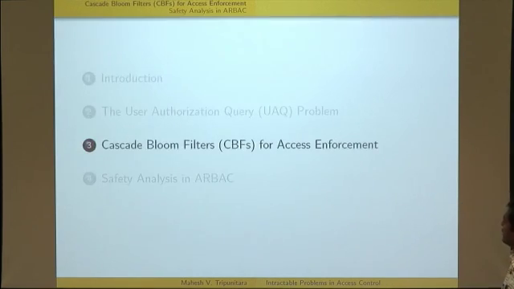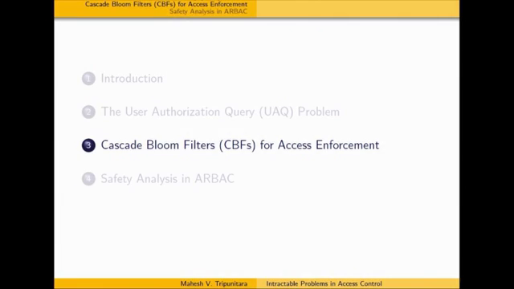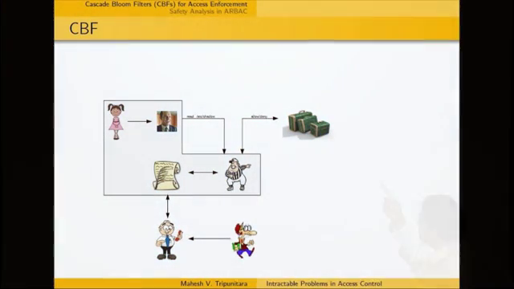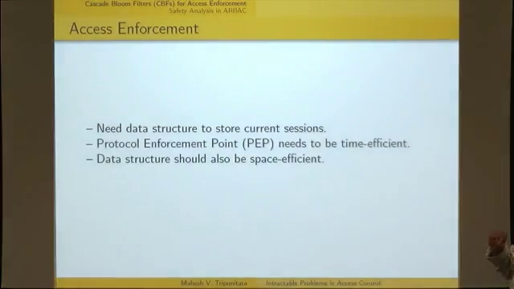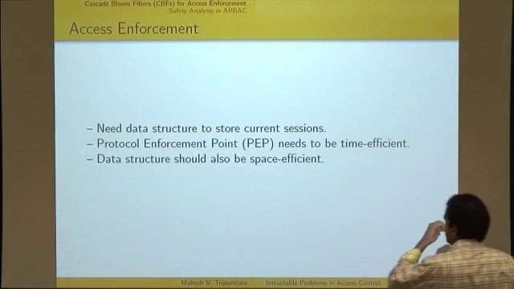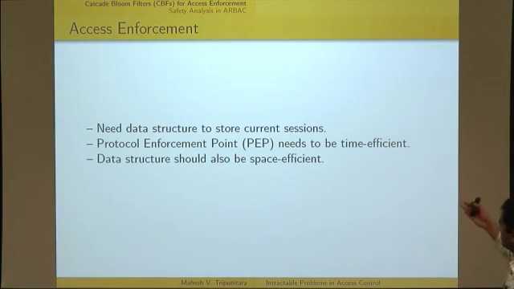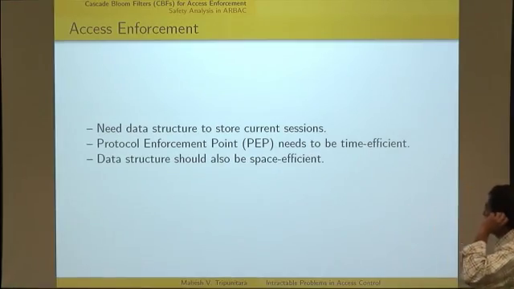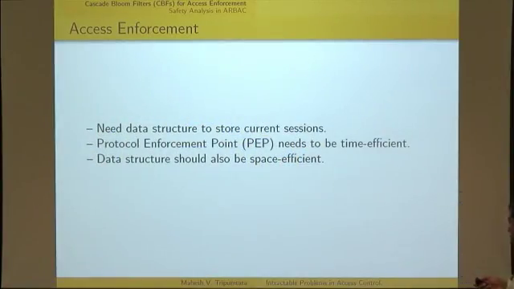Okay, so that's it for the first problem. The second one also has to do with access enforcement. The problem is that we want to come up with a data structure for enforcement. We have a bunch of current sessions. In the customary architecture for access enforcement, people talk about something called a policy enforcement point. We would like it to be time and space efficient in practice.